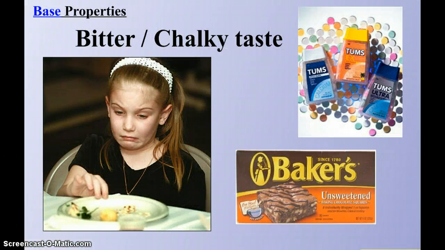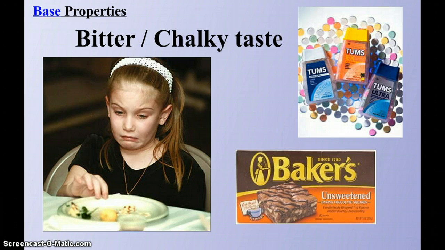So now we're on to the bases. So our base properties here: acids are tart or sour, bases taste bitter or chalky. Not very pleasant tastes. Especially the first antacid tablets used to be very chalky. They've figured out ways to make them much more palatable now. But we don't really eat a lot of things that are bitter.